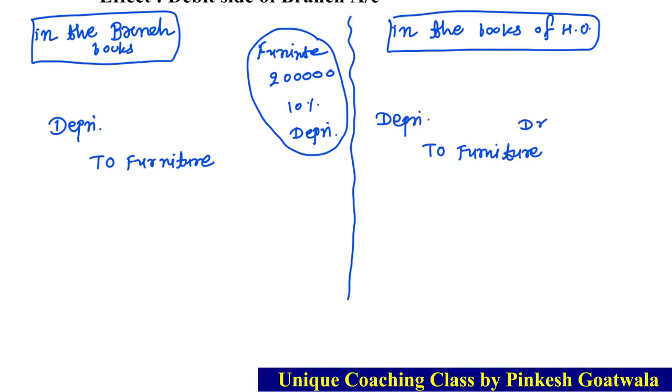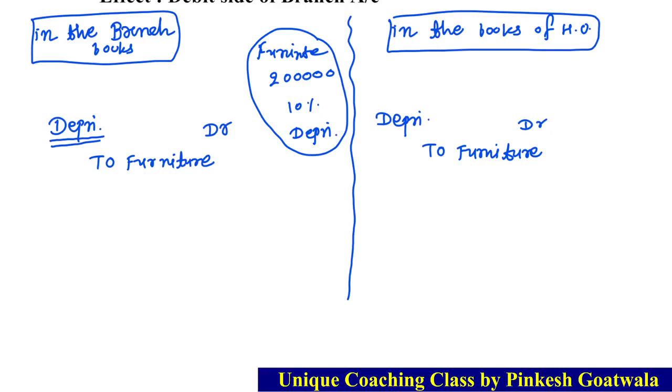Okay, depreciation account debit to furniture. Now think practically here. In the books of branch, we just write the basic journal about the depreciation. Depreciation in the basic journal, what will come? Depreciation to furniture. It is the basic journal of branch. Okay, we have said the basic journal. Depreciation to furniture. Now think practically about depreciation.